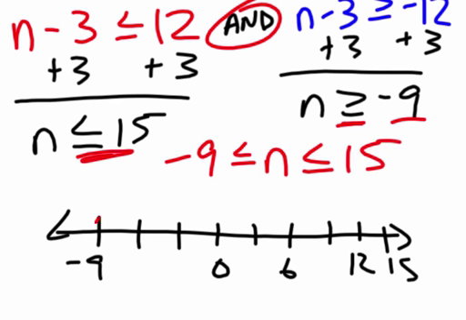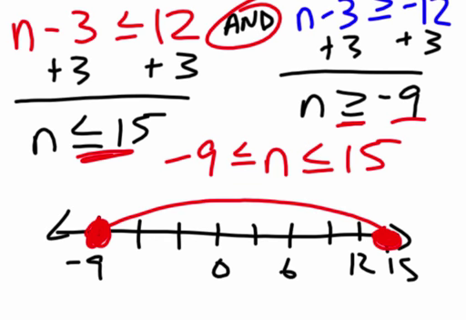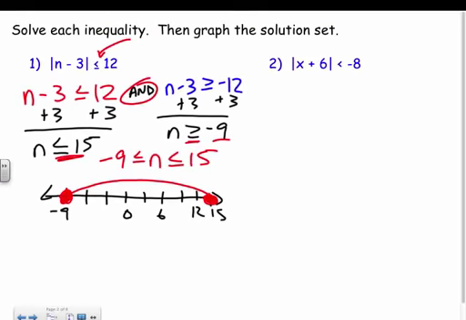So it looks like I have a closed circle at -9, so I'm including -9. I have a closed circle at 15, so I'm including 15. And it's an intersection. So basically I can put any number from -9 to 15 in for my variable, in for n, and my inequality would make sense. It would be true. Right? And I can always test that.